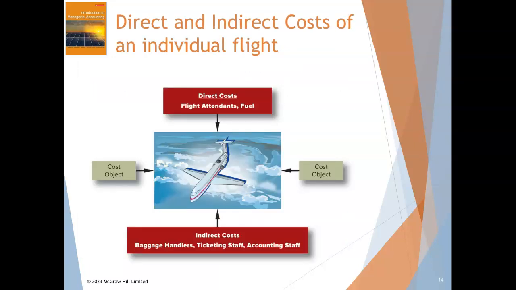Direct and indirect costs of an individual flight. Direct costs: flight attendants, fuel. Indirect costs: baggage handlers, ticketing staff, accounting staff. Cost object: the airplane.